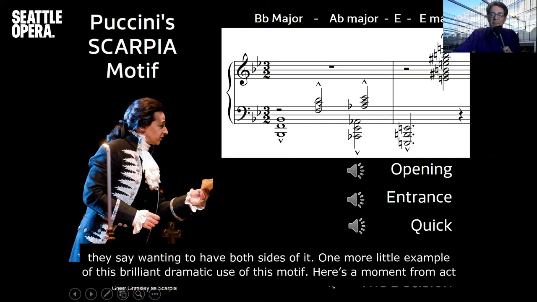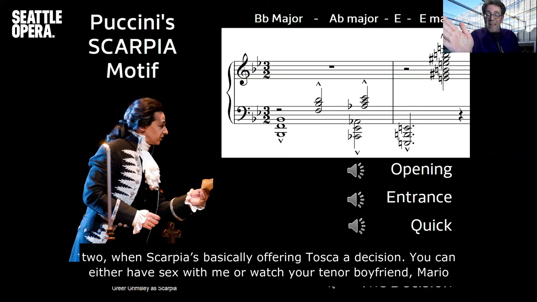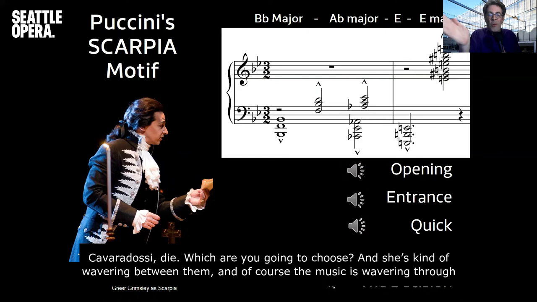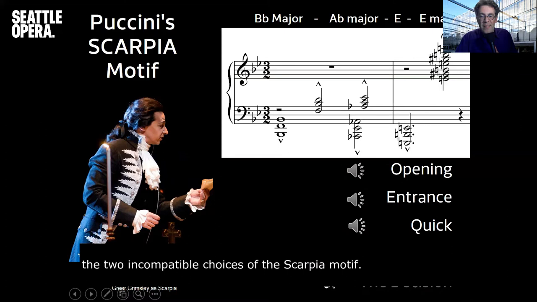One more little example of this, the brilliant, brilliant dramatic use of this motif. Here's a moment from Act 2 where Scarpia is basically offering Tosca a decision. You can either have sex with me or watch your tenor boyfriend, Mario Cavaradossi, die. Which are you going to choose? And she's kind of wavering between them, and of course the music is wavering through the two incompatible choices of the Scarpia motif.